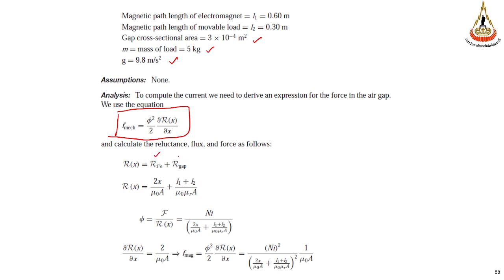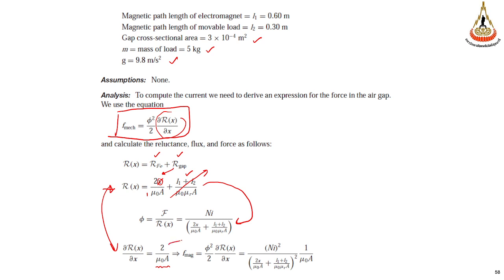So R is R of the ferrous material plus R of the air gap. R of the ferrous material is here, with L1 and L2. R of the air gap is here, because mu r is 1, and the gap length is x here. So we substitute into this equation. The flux is the magnetomotive force divided by the reluctance, like this. Then we take dR by dx, the derivative of this with respect to x. The ferrous term becomes 0, so we have 2 divided by mu A. Then the force is equal to flux squared divided by 2 times dR by dx.